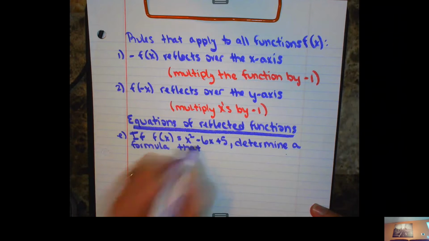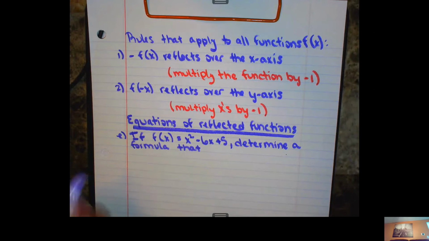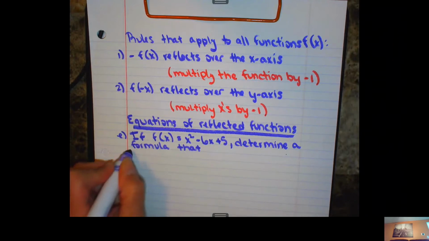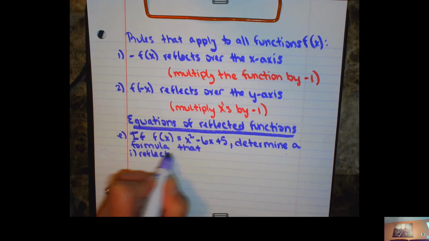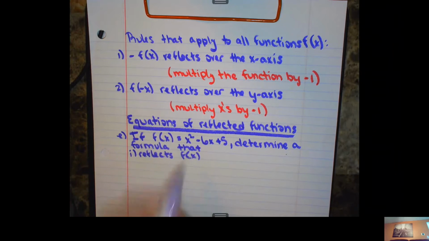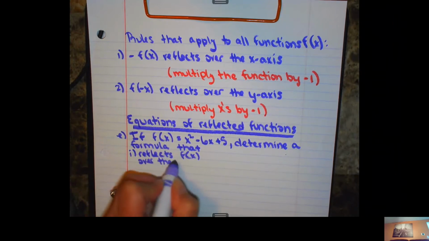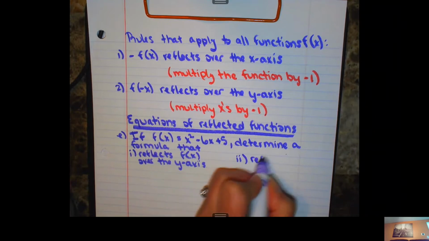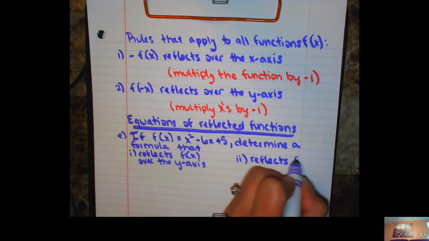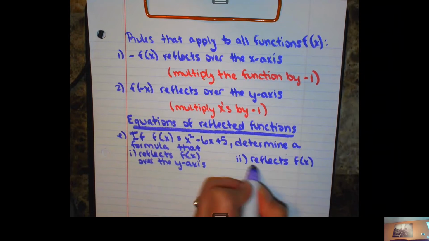that we're going to have 2 parts. So part 1, which I'll call the little I, I'm going to write reflects f of x over the y-axis. And then part 2 is going to be the same thing, but we're going to reflect over the x-axis. So can you write for 2, reflects f of x over the x-axis.